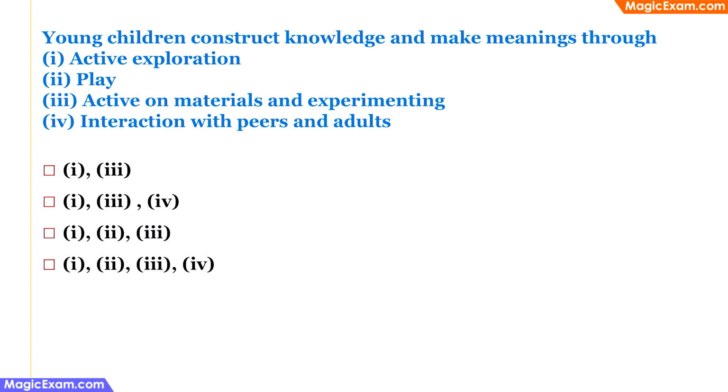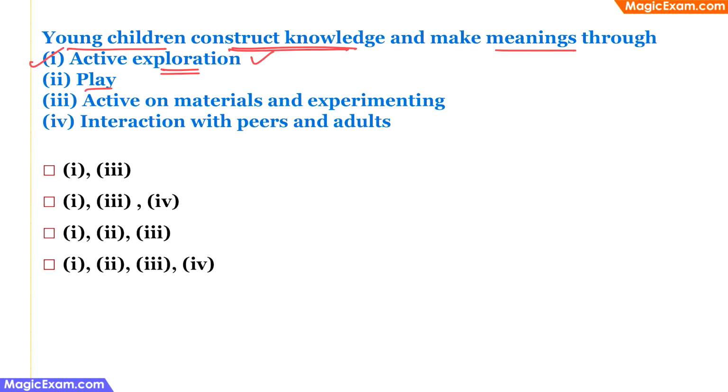This question is asking us to identify the ways in which young children can construct knowledge and make meanings. So now the first option is active exploration. This is a correct answer because children will not just learn through textbooks. They will actively explore their surroundings and any opportunities that they get to go outside. They will look at nature, they will look at whatever demonstration is given, and they explore things. And when they explore, then they construct their own knowledge. Therefore, this is correct.